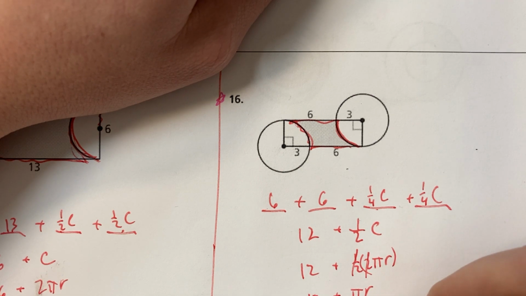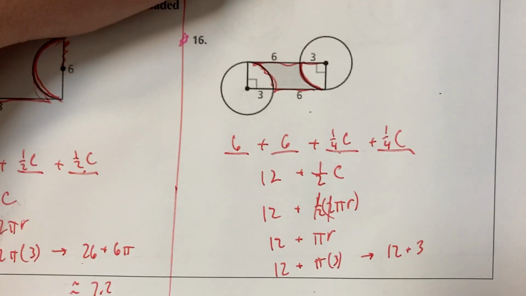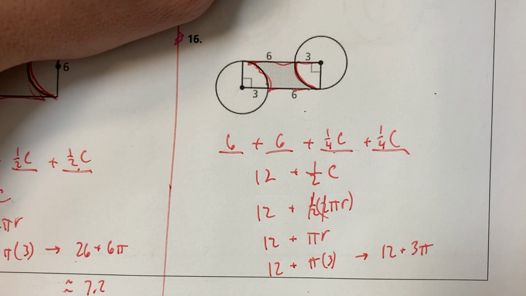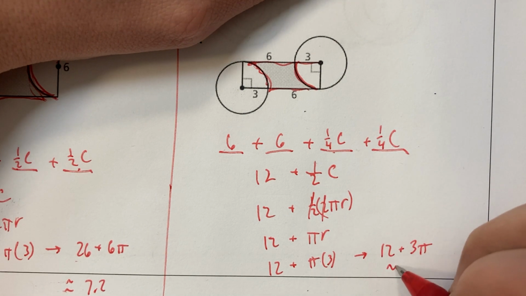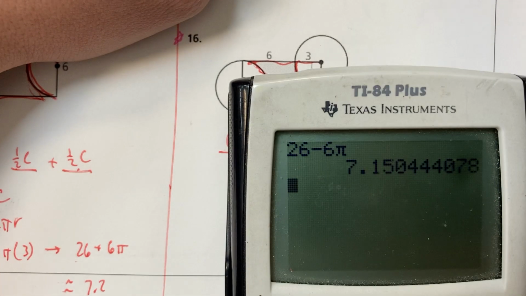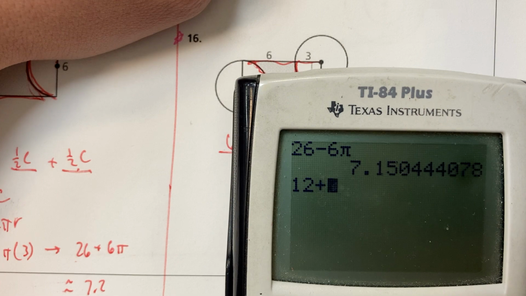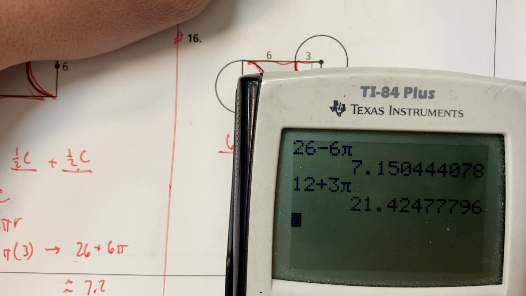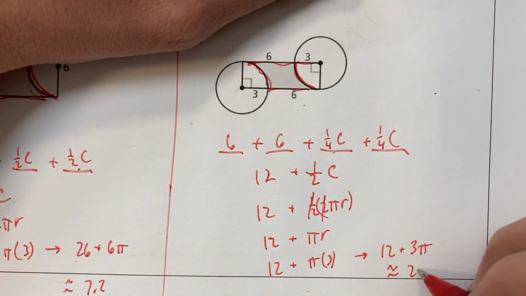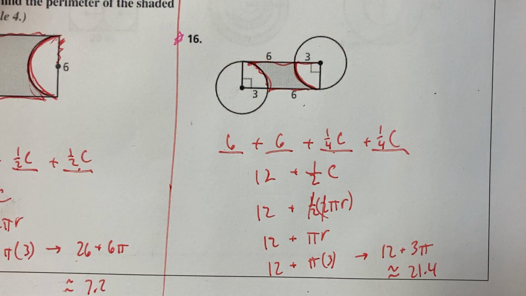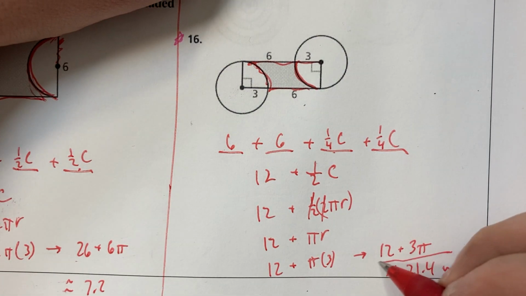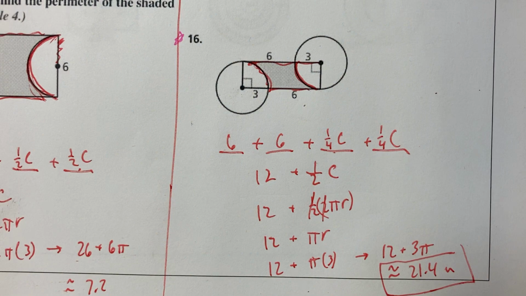What is the radius? The radius is 3. So 12 plus 3 pi would be the exact answer, and then from there I can plug that in my calculator. 12 plus 3 pi, 21.4 units, whatever units it is, but that's a good answer for that one.